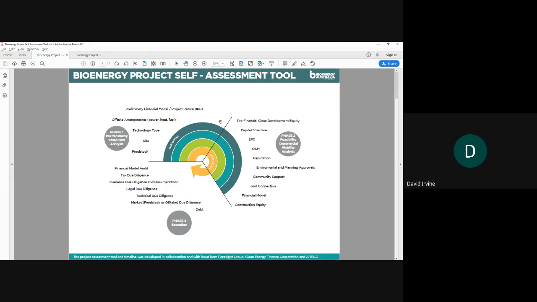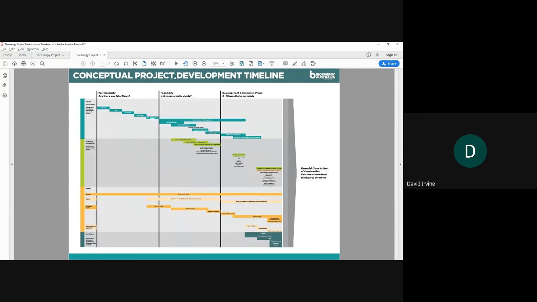So we basically wanted to reach out to the market and show them the sorts of things they should be considering as they're looking to develop projects, to enable more investment-ready projects coming to market. So we put together what we call the self-assessment tool, which is on this screen, and also the development timeline on this screen, which I'll talk to in just a moment.